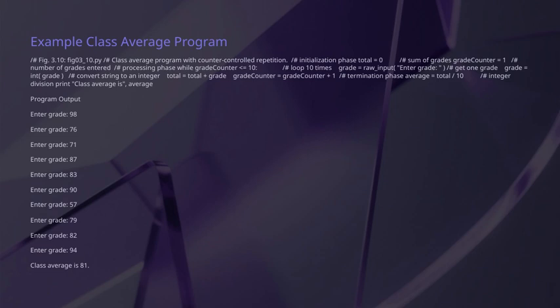Here, we calculate the average by dividing the total sum of grades by 10, which is the number of grades entered. Notice that we're using integer division here, which truncates any decimal part, but in this case, it still gives us a pretty close estimate. Finally, we display the class average with a simple print statement.